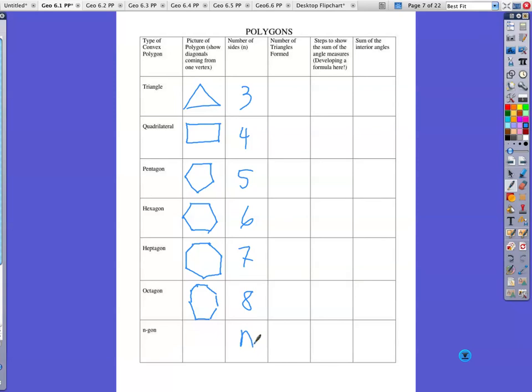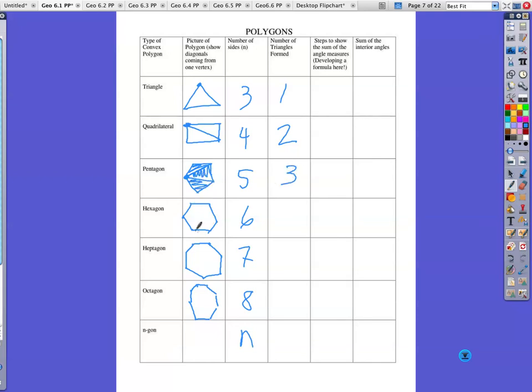The number of triangles formed. Oh, I didn't draw my picture. It says show diagonals coming from one vertex. Okay, well I can't draw any diagonals out of that one, so I just say the number of triangles formed is 1. Quadrilateral, I can pick this vertex, but I can only make one diagonal. Okay? From that one vertex, that is. So I actually have 2 triangles. Here, pick any vertex. You can pick a different one than me, but I can make 1, 2 diagonals. Okay, the number of triangles formed, 1, 2, and then 3. So there's 3 triangles here.